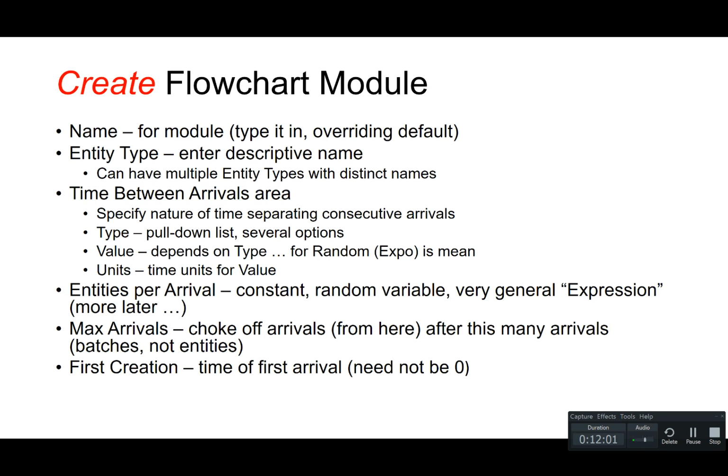These include the name for the module, the entity type, the time between arrivals, the entities per arrival, the max arrivals, and then the first creation. Again, make sure that the time of the first arrival is when you want to begin your simulation. It does not need to be 0, however, it can be.